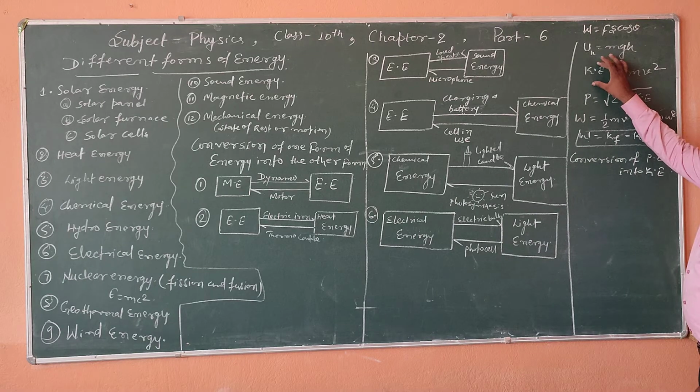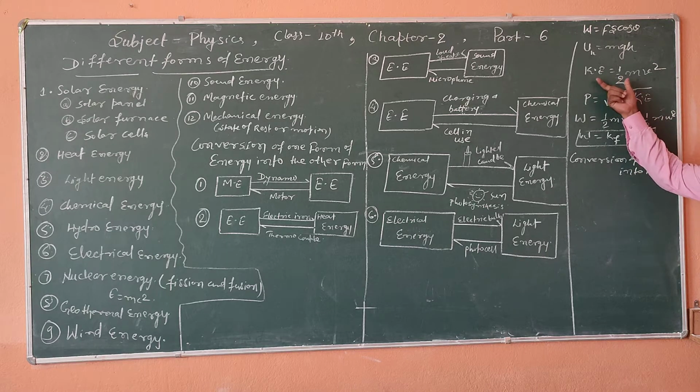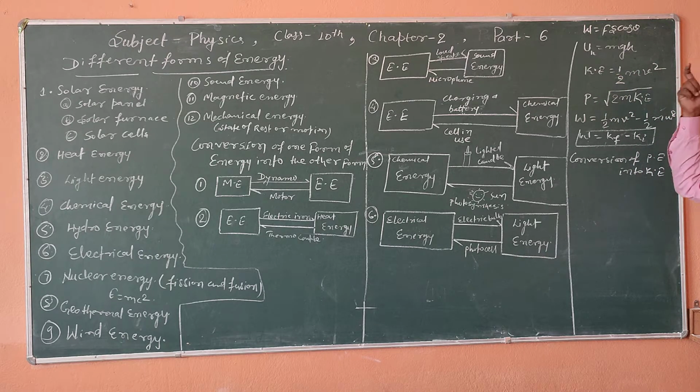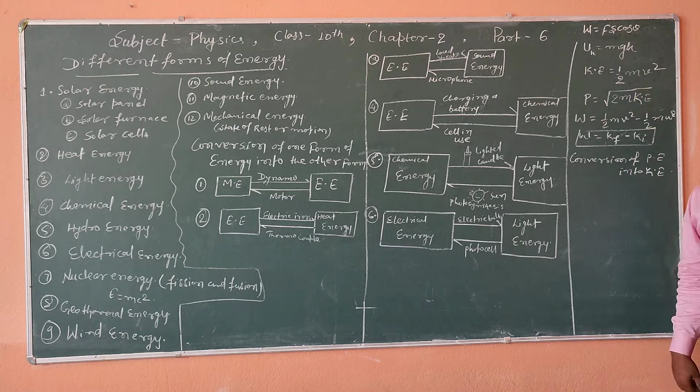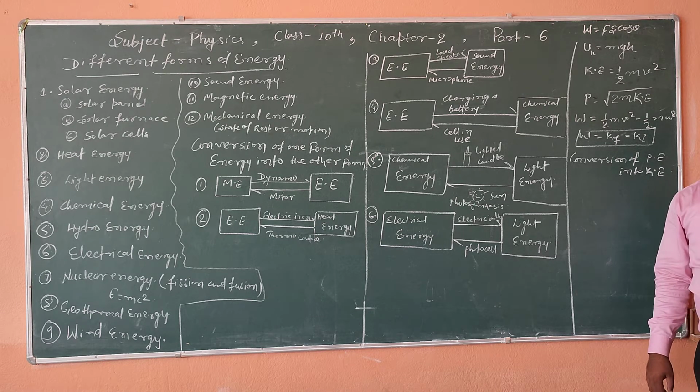Next, kinetic energy. Kinetic energy is equal to half mv square, where m is the mass of the moving body and v is the velocity of the moving body. We have also proved it. We have also related it with momentum. Momentum is equal to under root 2 into mass of the body into kinetic energy, means under root of 2 times the product of mass of the body and kinetic energy.